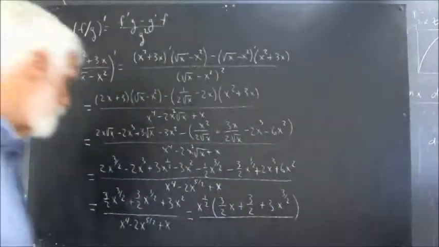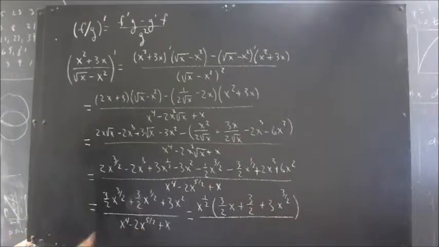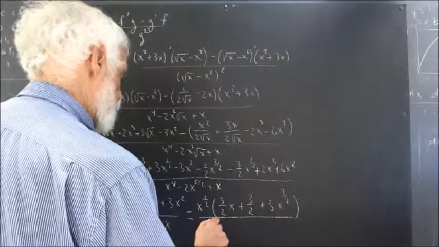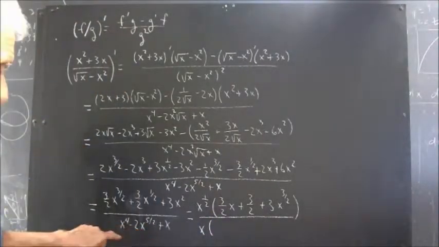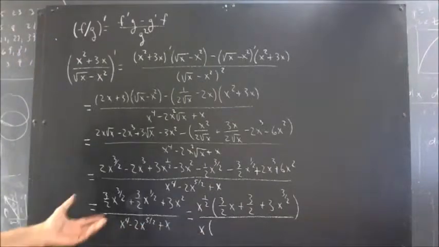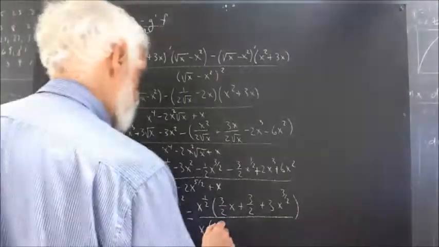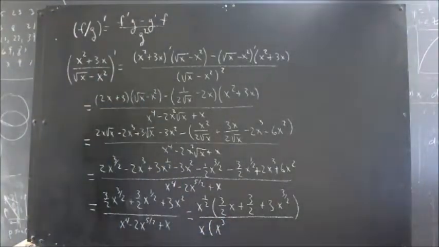In the denominator, we can factor out x because all these powers are greater than the first power. So we can say that's x multiplied by what? Okay, well, we got an x to the 4th. If we factor out an x, that's going to leave us an x cubed, because x times x cubed equals x to the 4th.